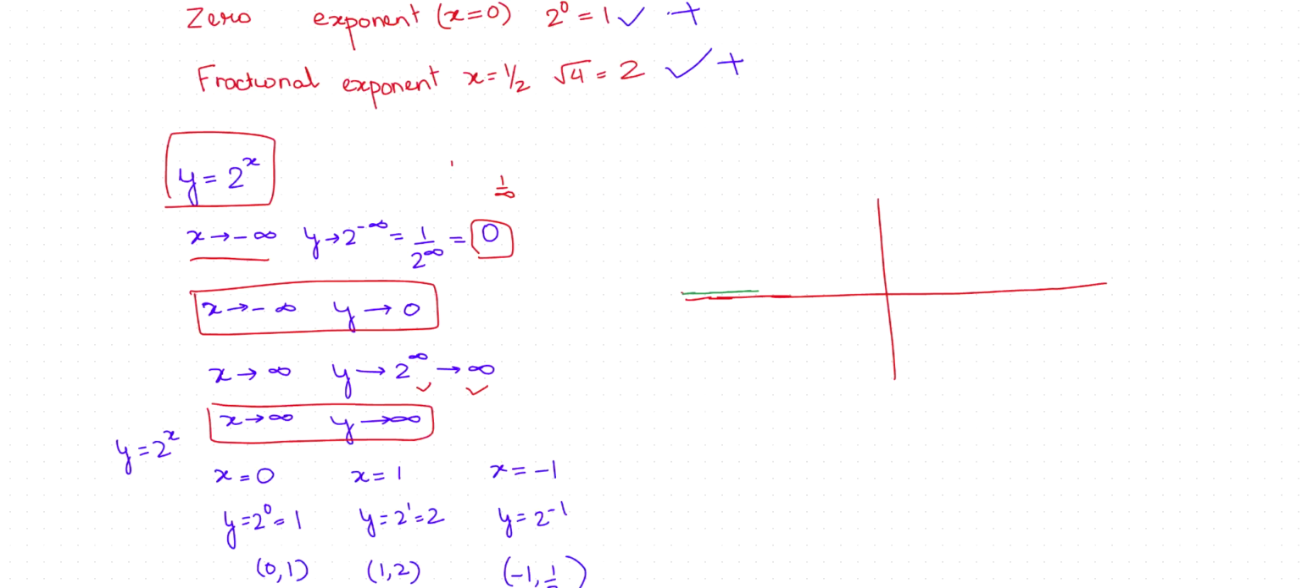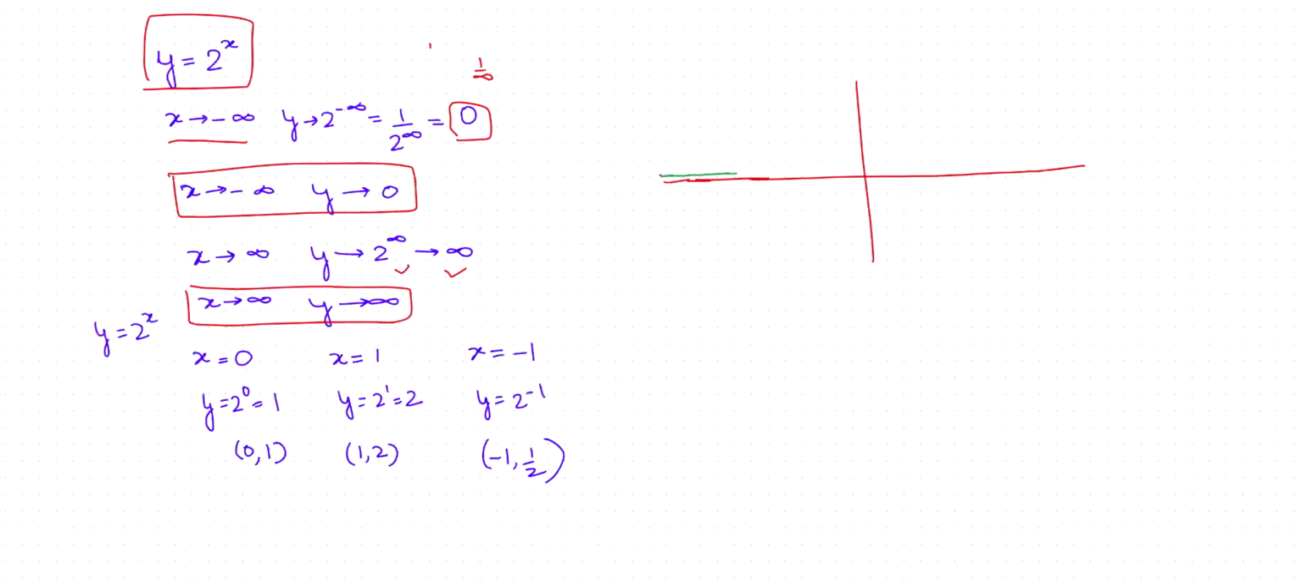Now let's find some points. When x is 0, y is equal to 2 raised to power 0, which is 1. So we got 1 point. When x is 1, 2 raised to power 1 is 2. So that's another point. If x is negative 1, y is 2 raised to power negative 1, so it will be half. So now we have got these points. So let's graph. And this will be the horizontal asymptote. y is equal to 0 is the horizontal asymptote.